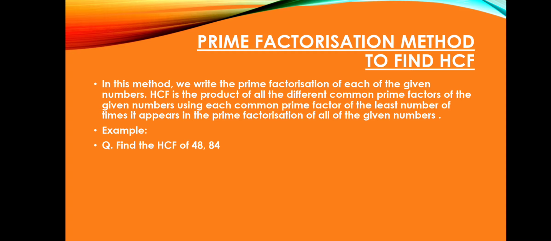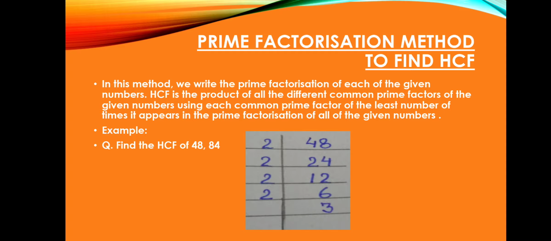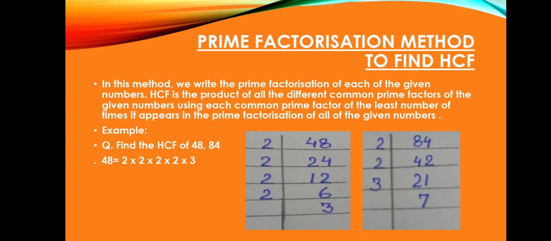For example, we have to find the HCF of 48 and 84. So first step is we write the prime factorization of 48. So that will be 2 into 2 into 2 into 2 into 3. Then we will find the prime factorization of 84. That will be 2 into 2 into 3 into 7.